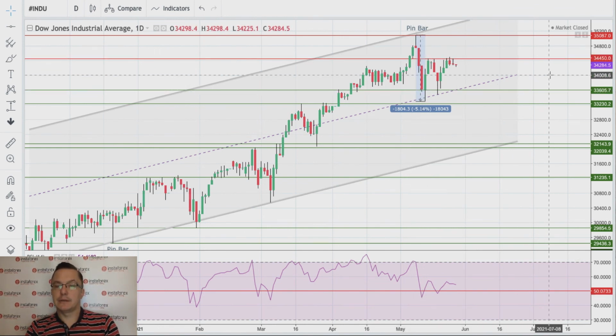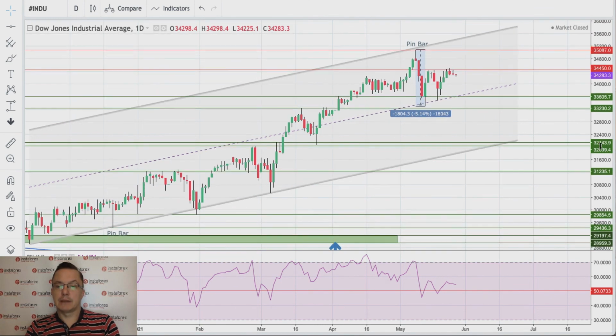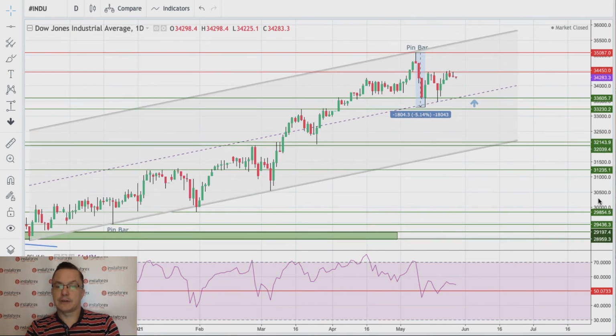So please keep an eye on the Dow Jones Industrial Average. It might give us a clue to the next possible market scenario. I will just put my blue arrow here, so you can see that this is the key technical support level, 33,605 or 33,230. Of course, any violation and we are going way lower.